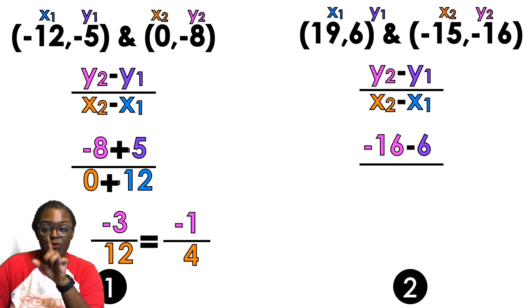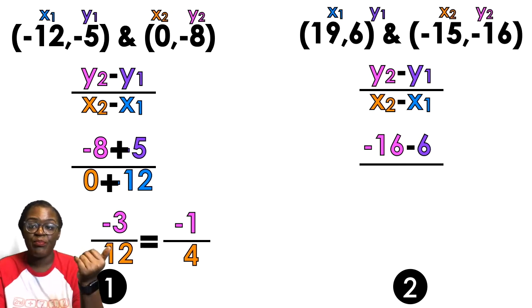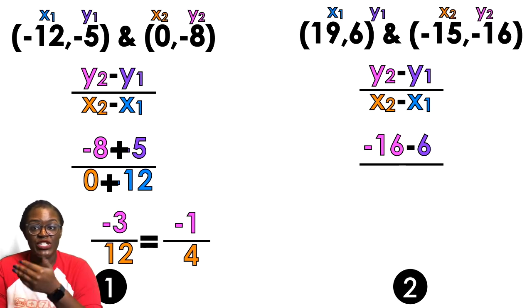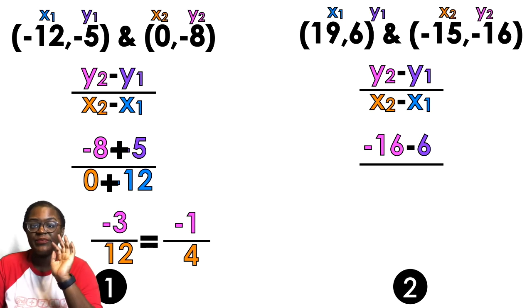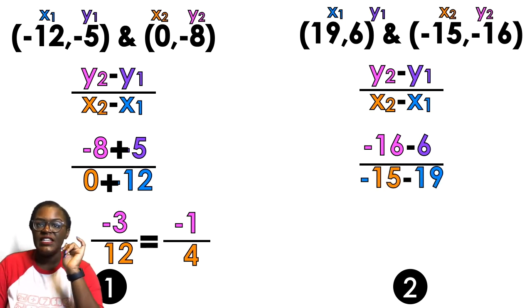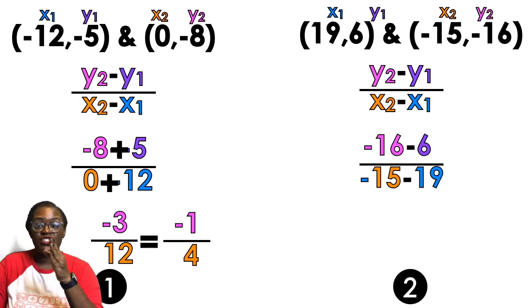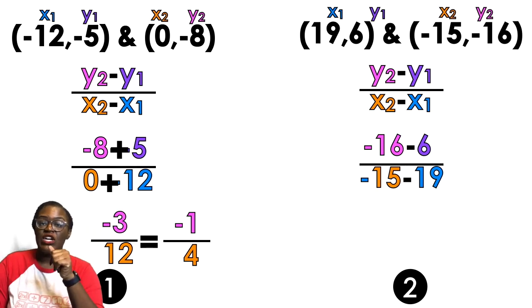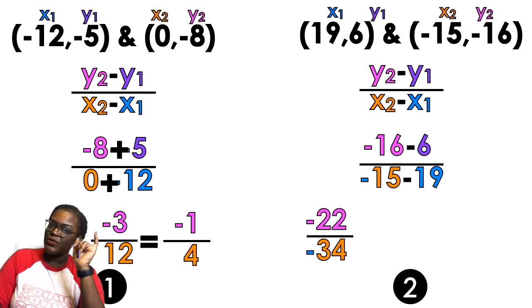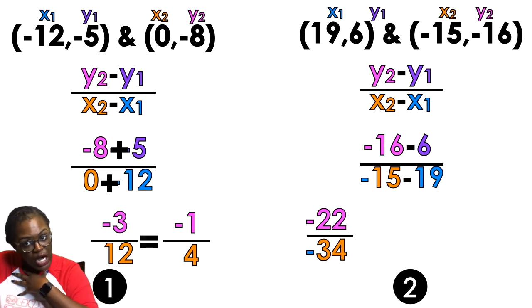Look, the minus came from the formula. The 6 did not have a minus on it, it's a positive 6, so we just brought it into the formula just like that. So then we're gonna do negative 15 as x2, and we're gonna do minus 19. That's it, okay? So that's gonna give me negative 22 over negative 34.